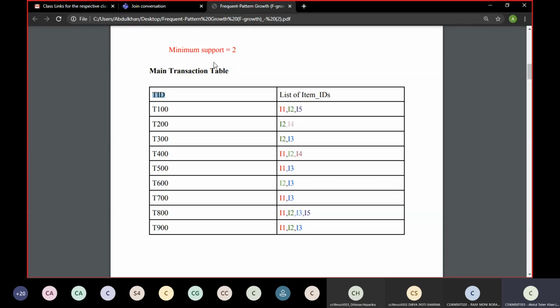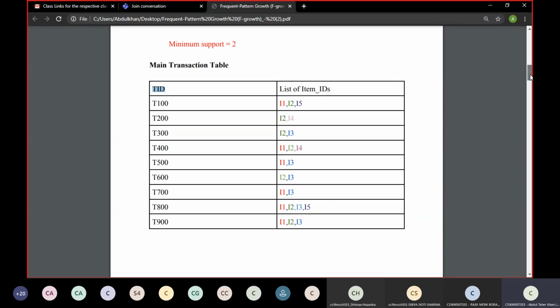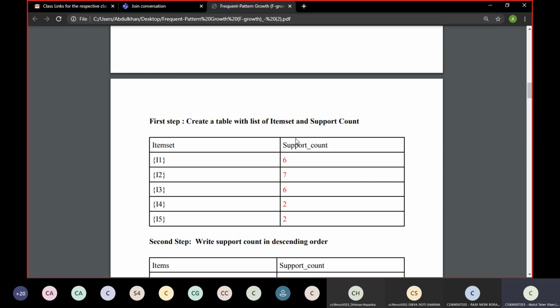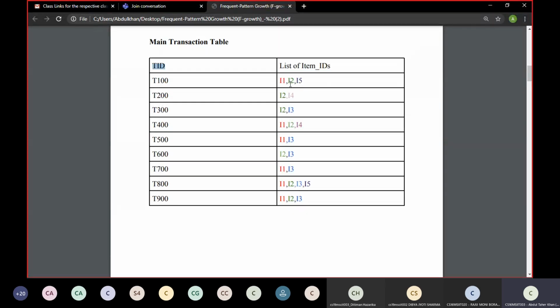And the minimum support count means a transaction should have at least two items in its list. Then we have to convert this table into an item set and support count. The item set means I1, I2, I3, I4, and I5.